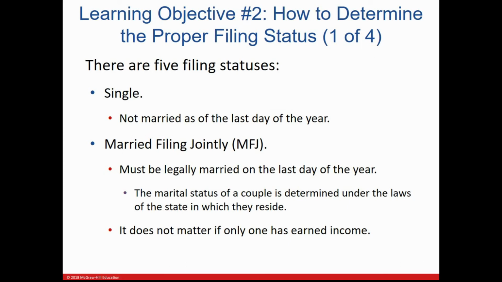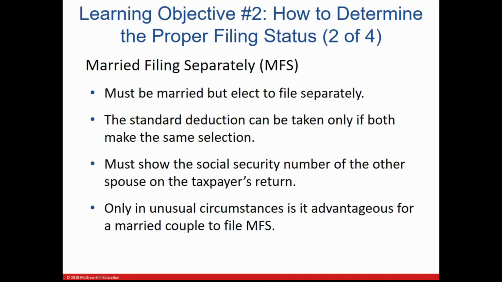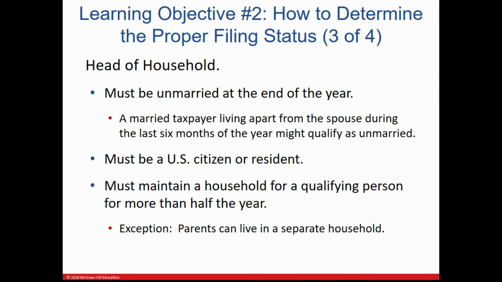Then there's married filing jointly, and you must be legally married as of the last day of the year. What determines marital status depends upon what state one is living in. And to file married filing jointly, or MFJ, as it says, it does not matter if only one has earned income. The other classification is married filing separately. The taxpayer must be legally married as of the last day of the tax year to select this filing status. The name and social security number of the other spouse must be listed on the taxpayer's tax return. Only in special or unusual circumstances is it advantageous for a married couple to file married filing separate status.